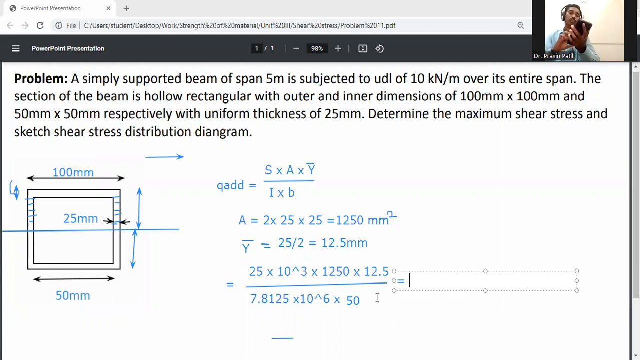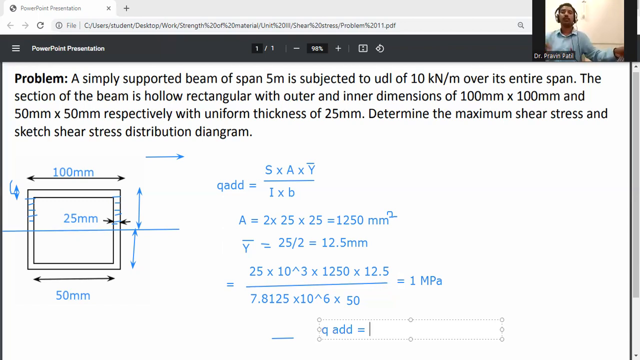So 25 into 10 raised to the power 3 into 1250 into 12.5 divided by 7.8125 into 10 raised to the power 6 into 50. So Q additional will be 1 MPa. Let me do the calculation once again: the result is 1 MPa. So this one is Q additional.